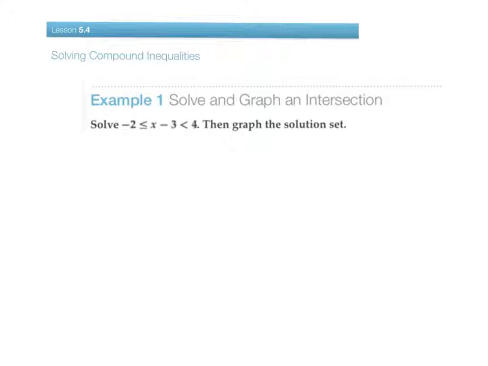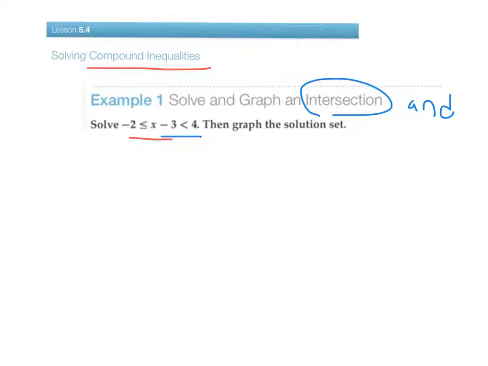Solving and graphing a compound inequality is when both cases must be true. So this part must be true, and then also the x minus 3 less than 4 must be true. So what we have is called an intersection. Often it's worded with the word "and." So what we're going to do is graph the solution set. So we need to be able to solve this.